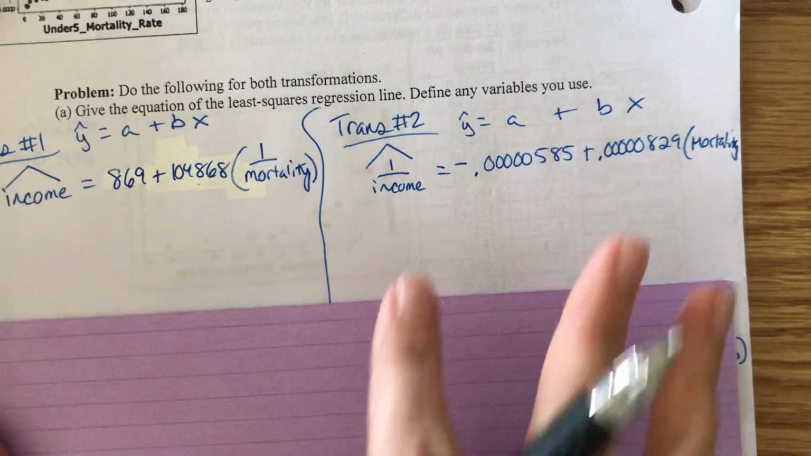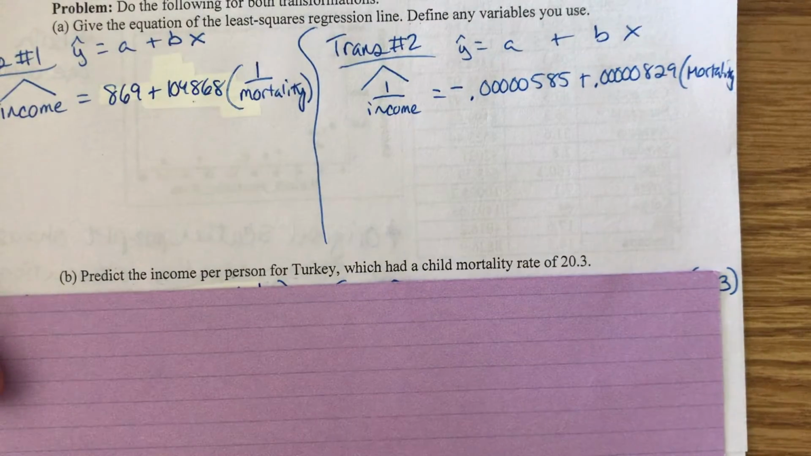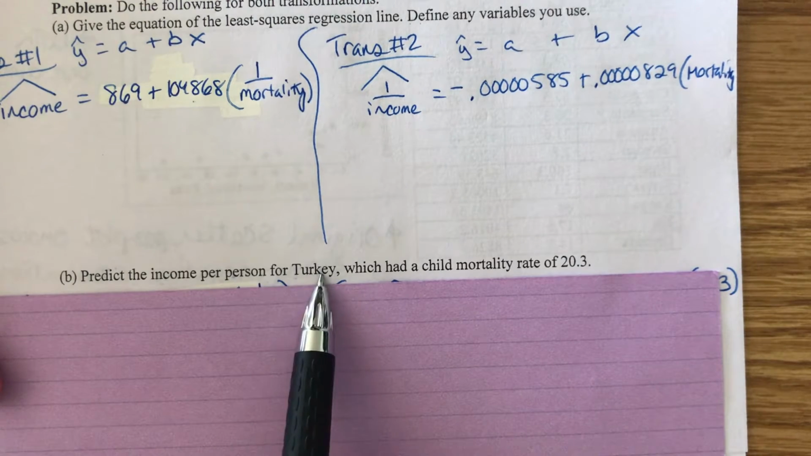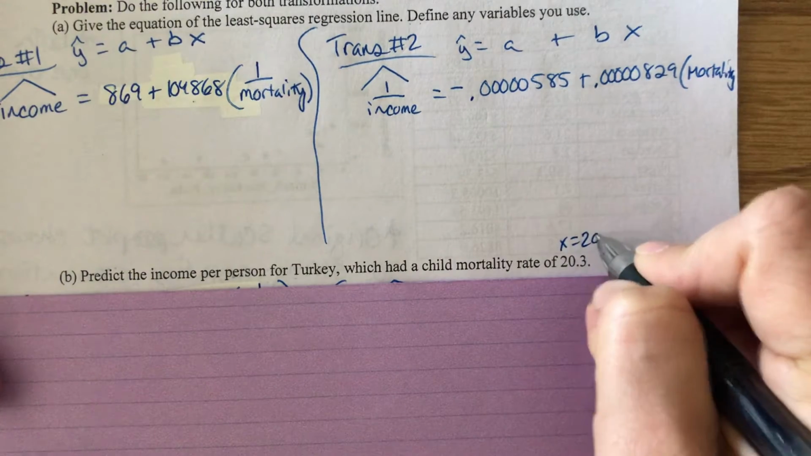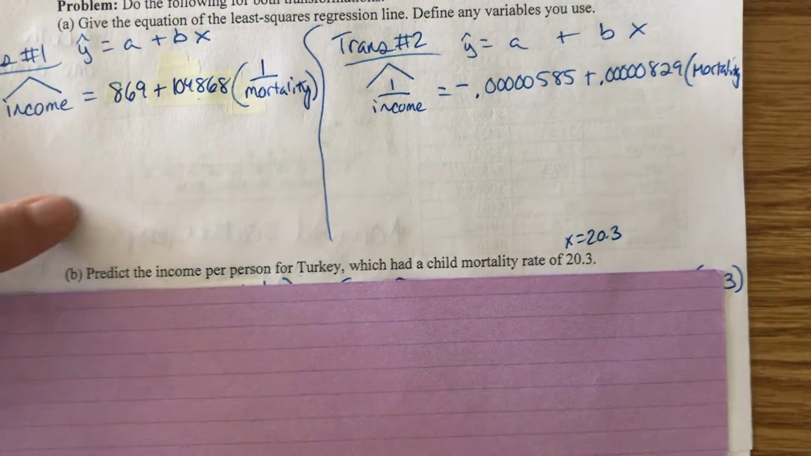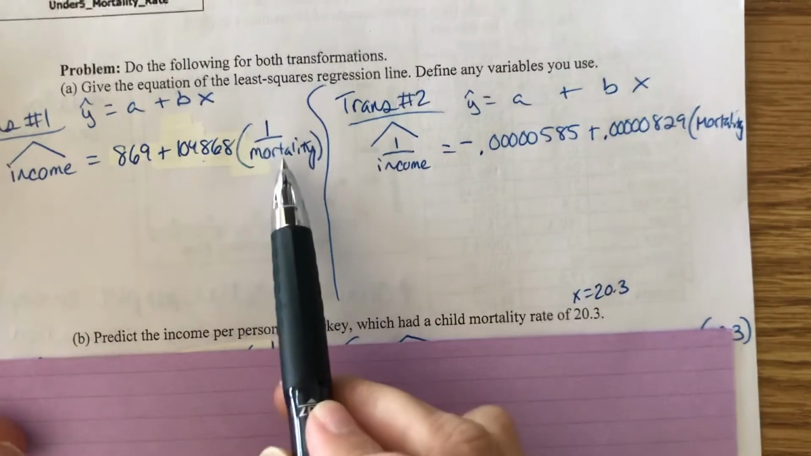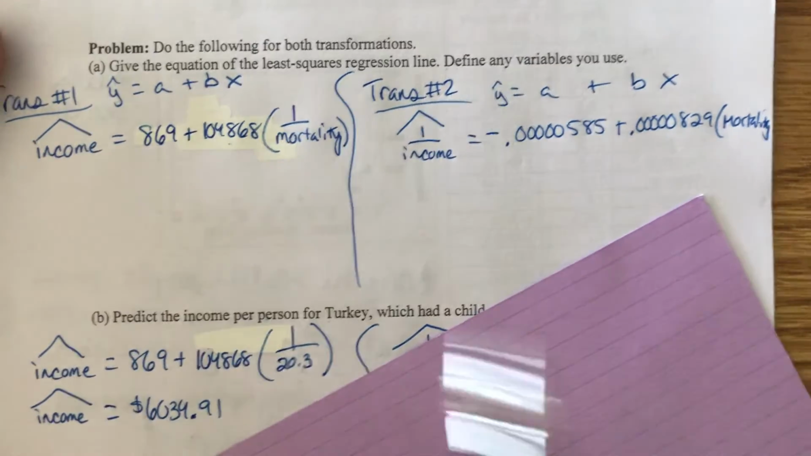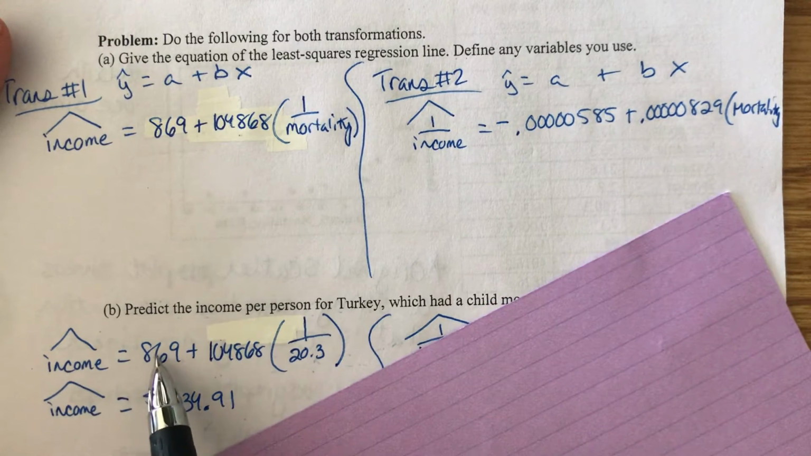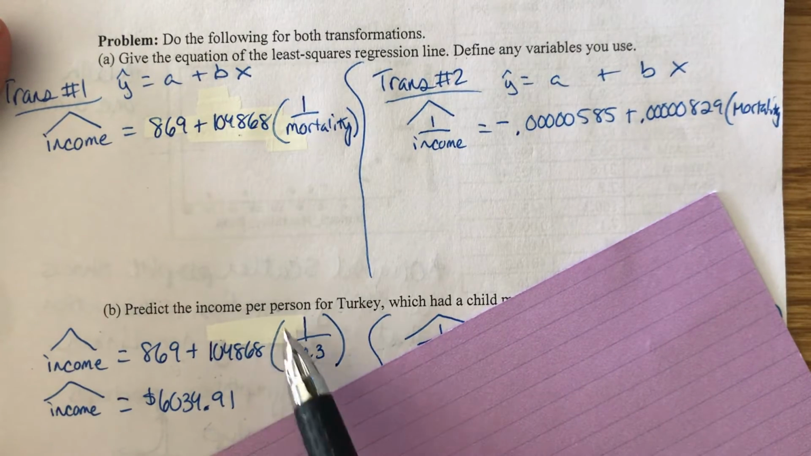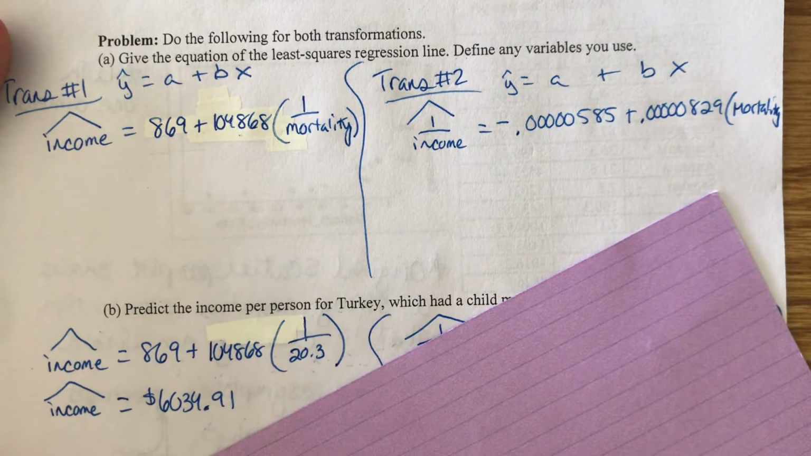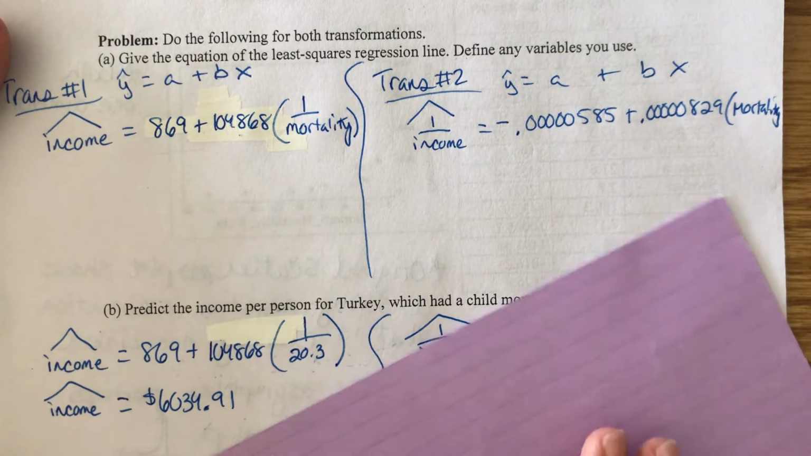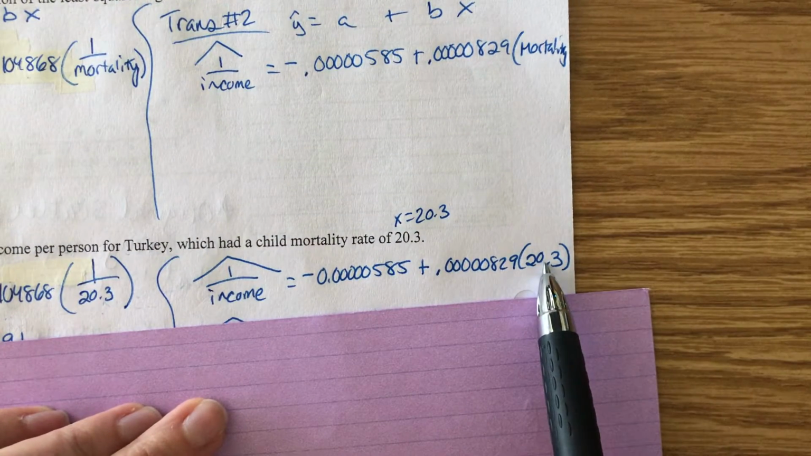We're just looking at what the equation is, because then for part B, we want to predict the income per person for Turkey, which had a child mortality rate of 20.3, which means we want to let x equal 20.3. So for the first one, we're going to plug in 20.3 right here. So we would get this. Our predicted income is 869 plus 104,868 times 1 over 20.3, and we would get an expected income of about that.